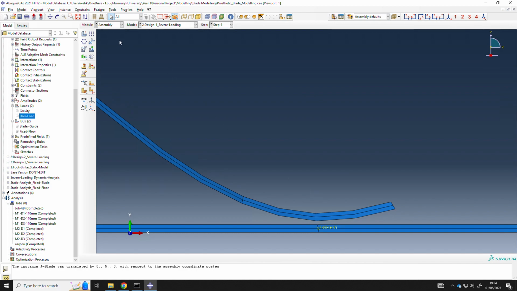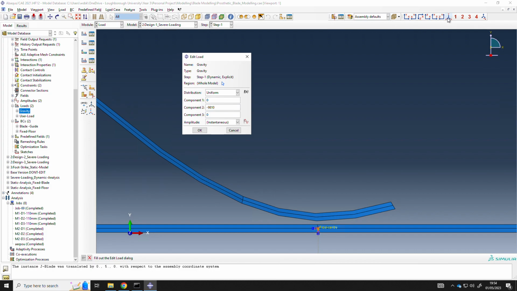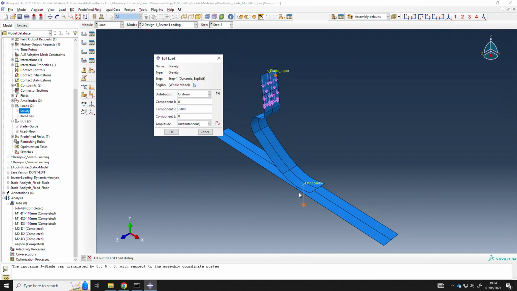Moving into the load module, we can take a look at some of the loads and boundary conditions applied to the blade. In the module tree, we can see gravity has been applied. This accounted for the mass of the blade. This was input as minus 9,810 with the units of millimeters per second in the Y direction.